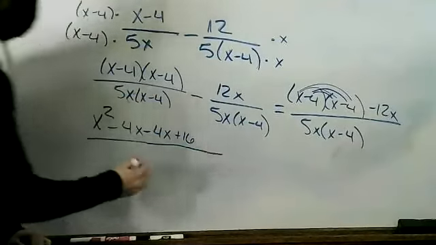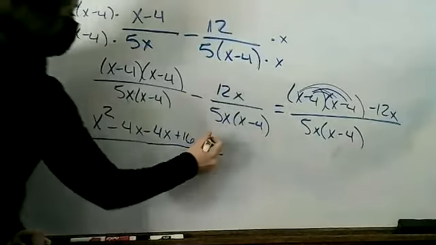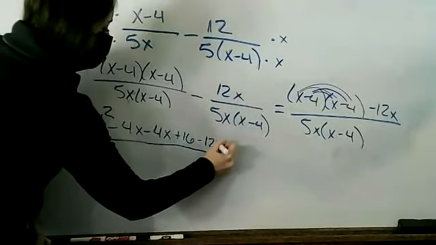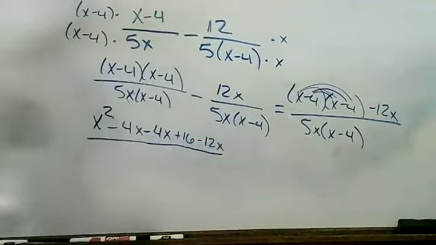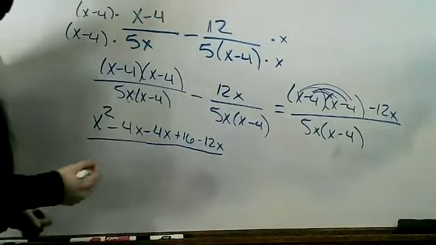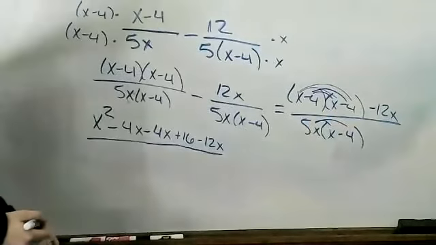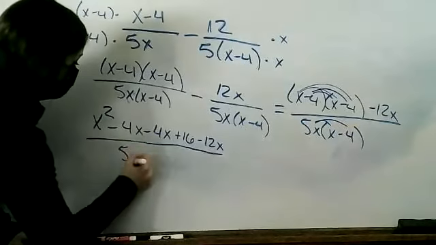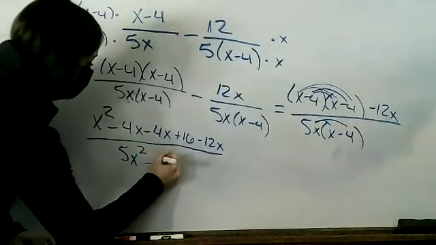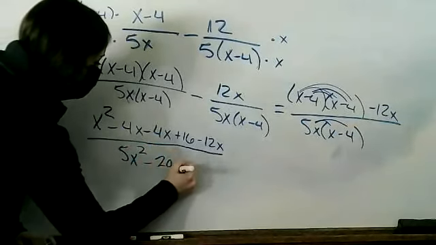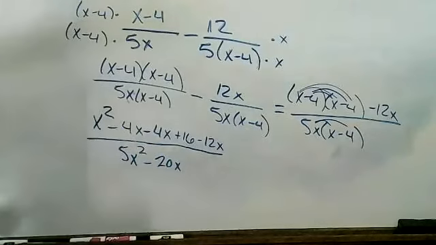I'm done with my distribution. What's that last thing left out there that I still have to subtract? That -12x. Okay, let's go denominator. You just have to multiply your entire 5x by x and by -4. Giving me 5x squared minus 20x.